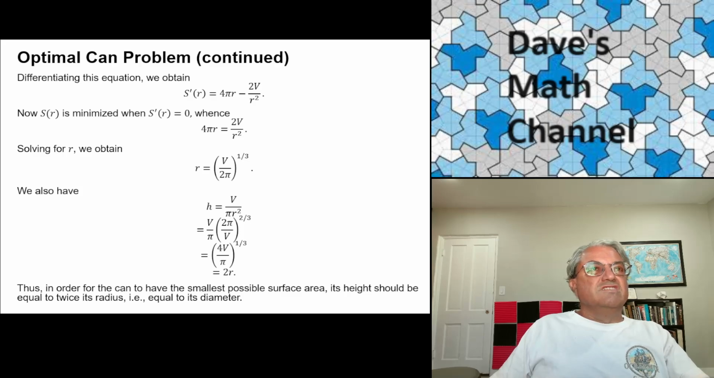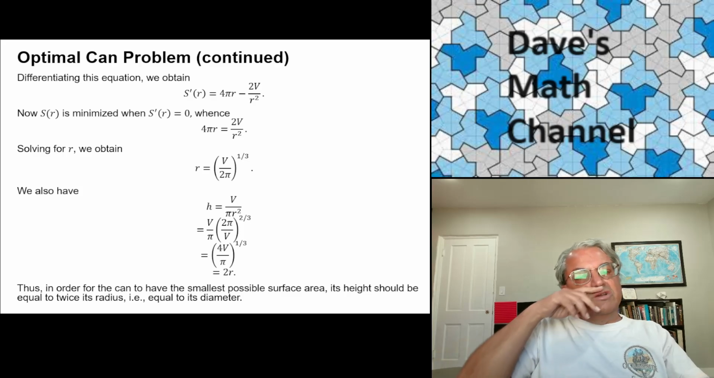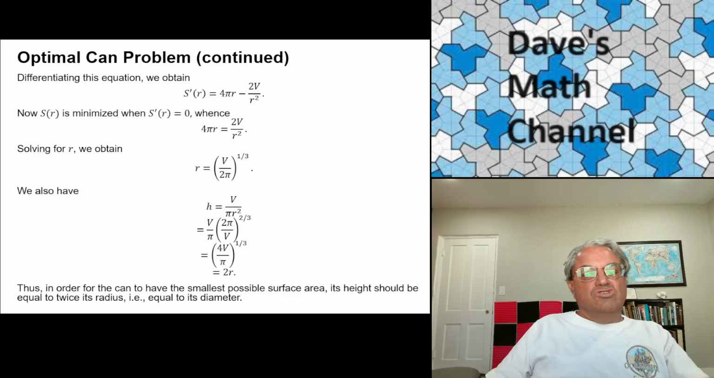What that says is no matter what the volume of the can is, as long as it's a cylindrical can and we want to keep that volume fixed, the way we should design our can is to make sure that the height of the can is equal to twice its radius, or if you like, equal to its diameter. That means that a vertical cross section of the can would look like a square. Kind of a nice result.